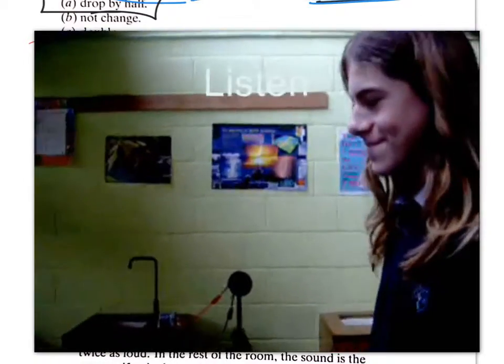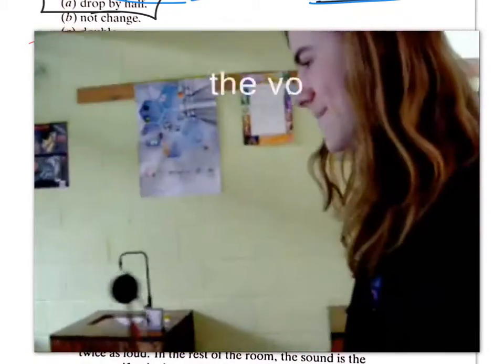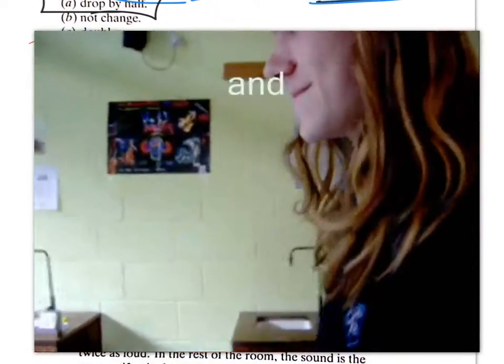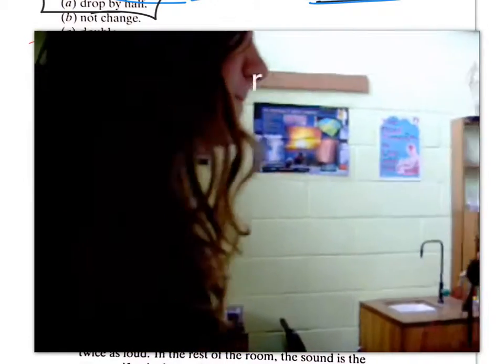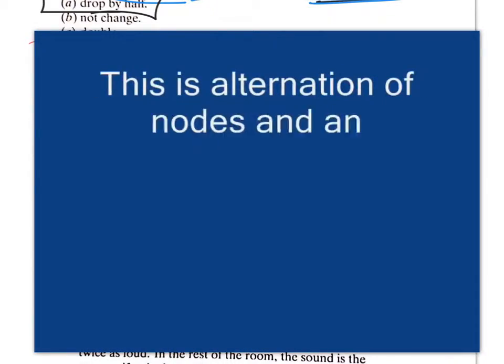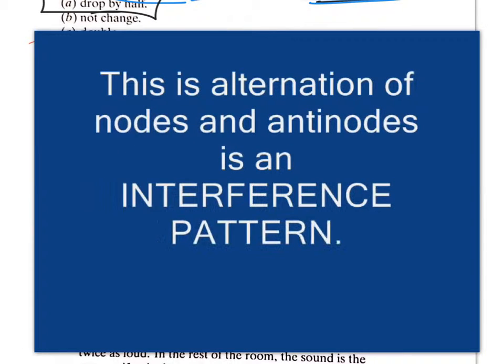So as they're going to play these, listen. Oh, and the nodes and antinodes. Because it exhibits interference, this means sound is a wave.